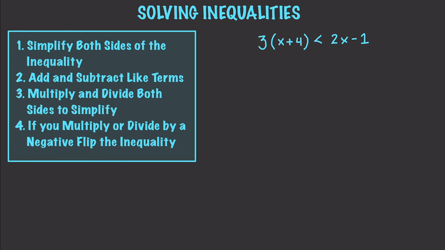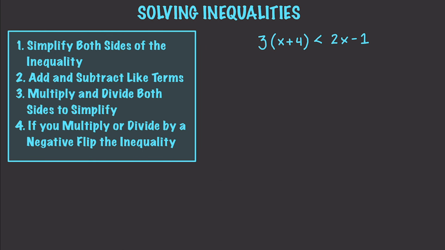And that brings us to solving inequalities. And here are the steps on the left side of the screen for solving an inequality. Basically, you want to simplify both sides of your inequality. Add and subtract like terms. You're going to multiply and divide both sides to simplify. Of course, we can multiply and divide unlike terms. And it's very important to remember, if at any point in time you multiply or divide by a negative, you need to flip the inequality. That is this guy. And to flip it would be to turn it in the opposite direction.